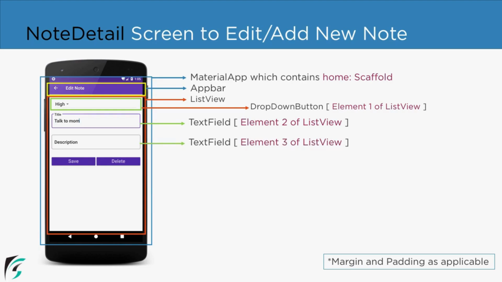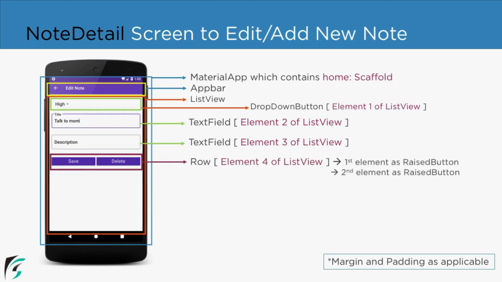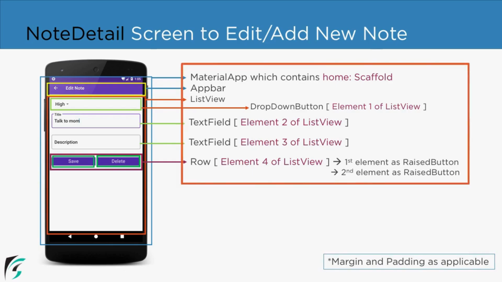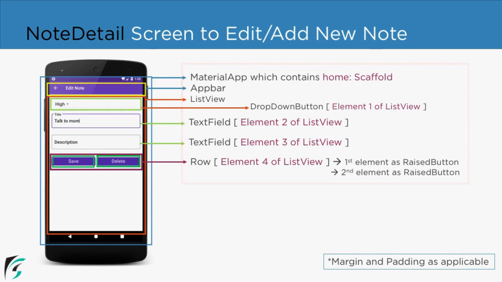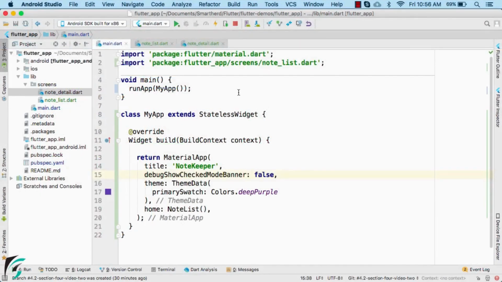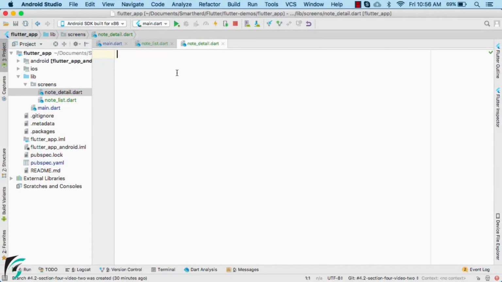Now the last element of the list view will be a row that further contains two elements, which you can find within your green box. Well, these will be the raised buttons. And of course, we will apply margin and padding as applicable. Well, all of these UI elements we have already seen in our previous sections. So I just have to write code and show you how our code is structured. So now navigate to notedetail.dart and then write the basic structural code.